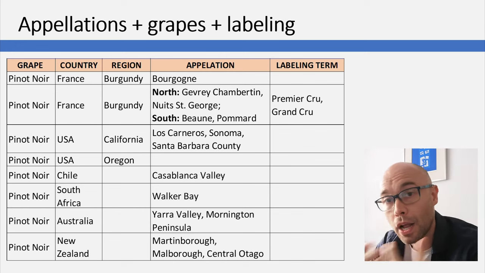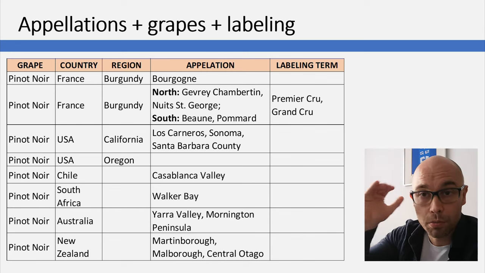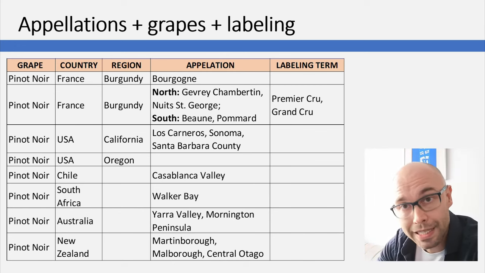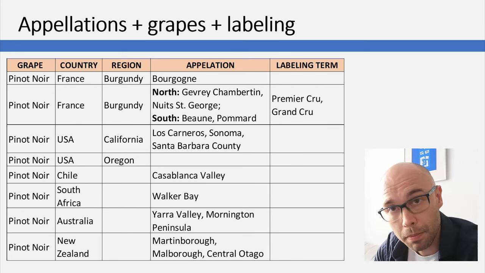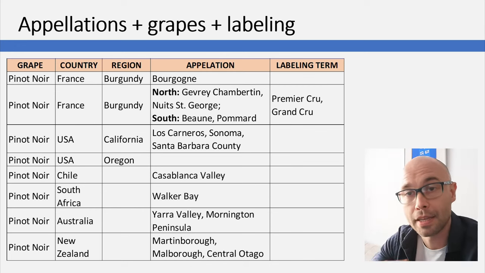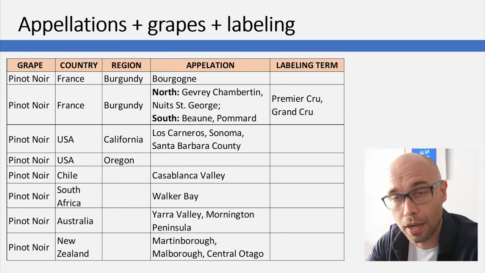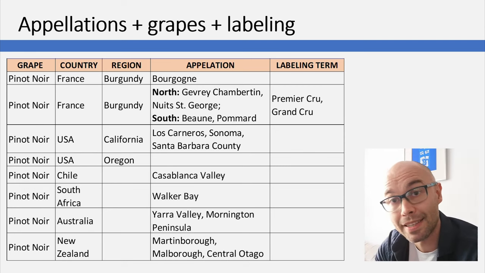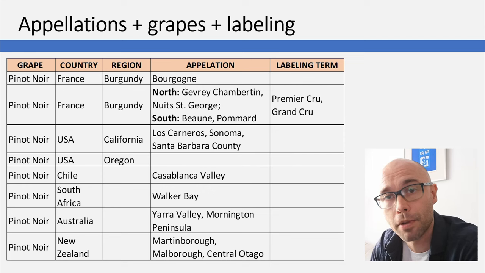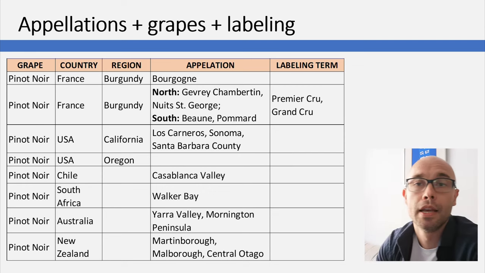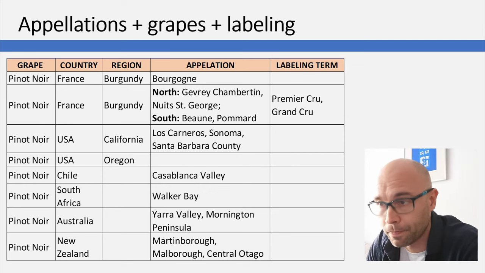So the quality hierarchy in Burgundy starts with Bourgogne, the lowest level, which is a regional appellation. A step up in quality is a village level, like Gevrey-Chambertin. A step up in quality is a single vineyard appellation, like Premier Cru, and then the top quality comes from Grand Cru.